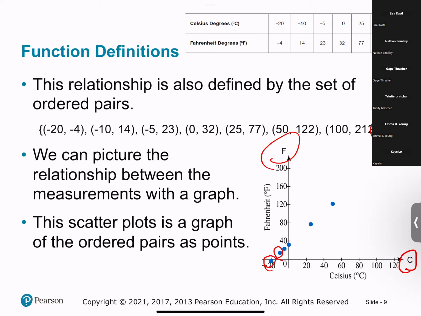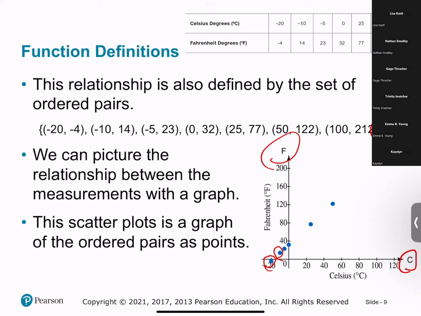And then 0, 32, we're going to stay on the vertical axis, and we're going to go up to 32. 25, 77, we're going to go to the right 25 and up 77. 50, 122, we're going to go 50 to the right and up 122. And then 100, 212, we're going to go 100 to the right and up to 212. And we get this graphical representation of this table.